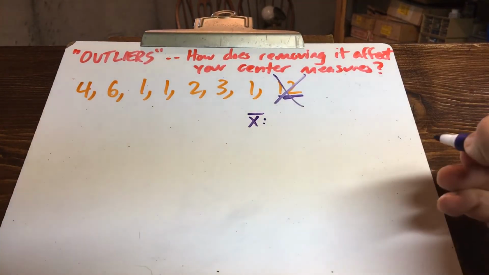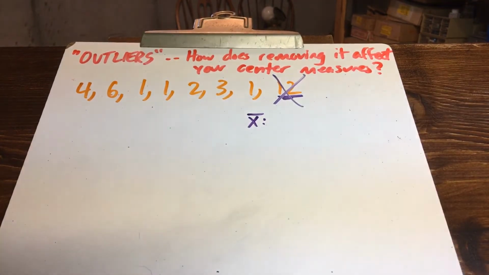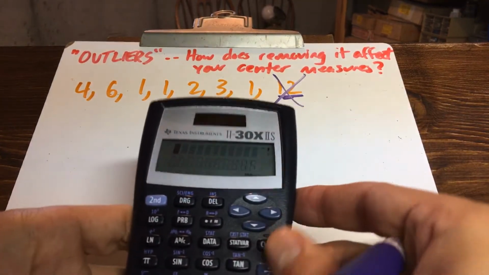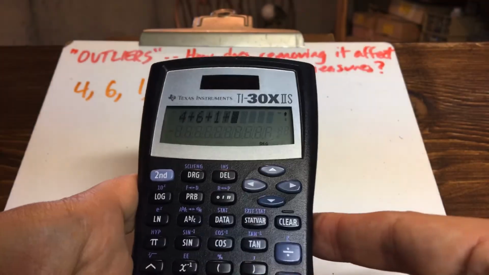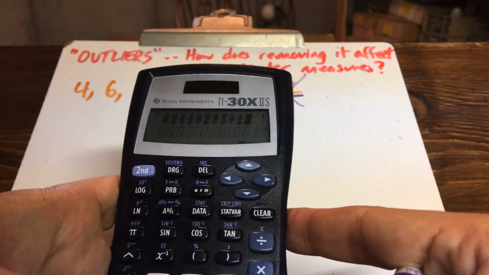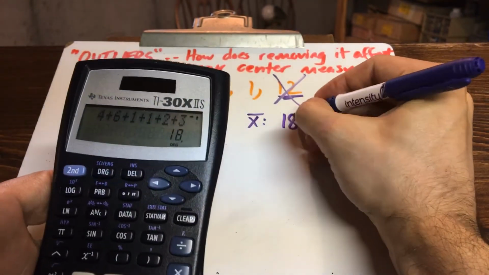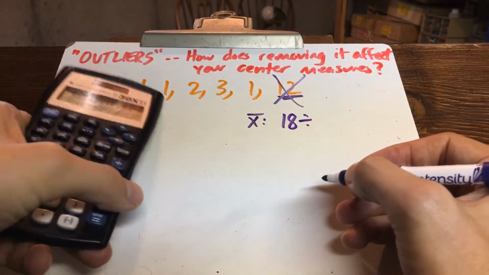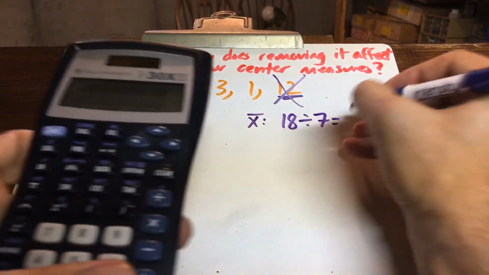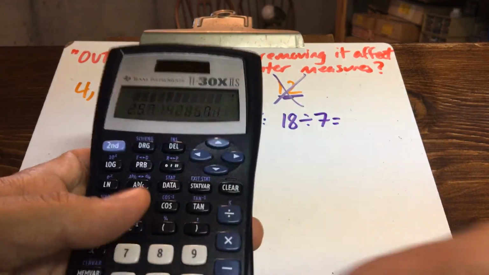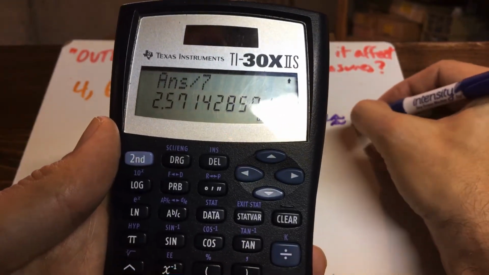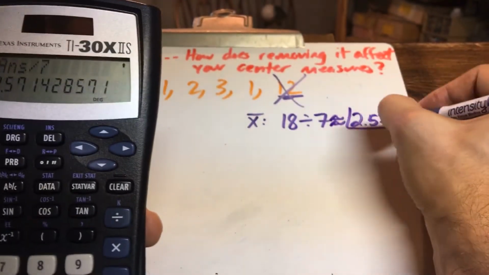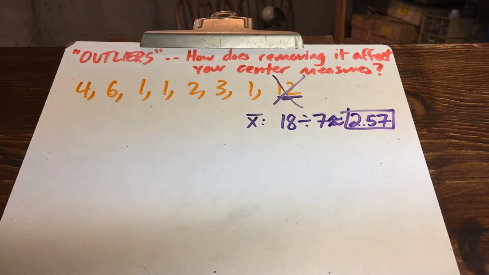So here's the mean, right? If I'm going to do the mean of these numbers over here, the number 12 is now gone. So I'm not going to have 8 numbers in my list anymore. I'm just going to have 7. 4 plus 6 plus 1 plus 2 plus 3 plus 1. Probably could have added that in my head. 18 divided by 1, 2, 3, 4, 5, 6, 7 equals this. Oh, geez, I'm going to round it. About 2.57, right? So the mean, about 2.57.